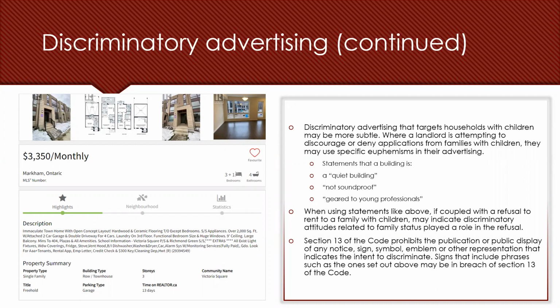And Section 13 of the Code actually prohibits publication or public display of any sign or emblem that would indicate any of the statements made above as well. So what they're basically saying is Section 13 would apply to this rental advertisement to the left, because it indicates a discriminatory attitude towards a certain protected ground.